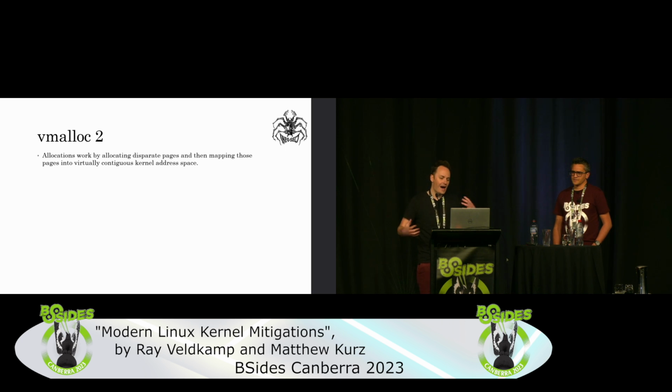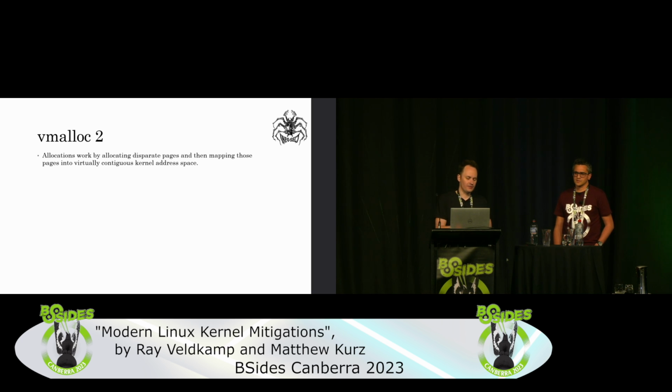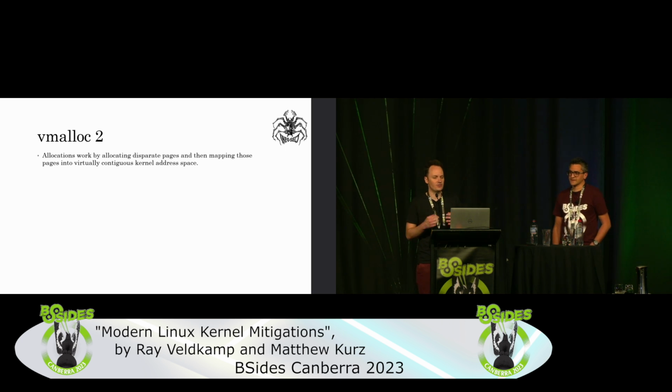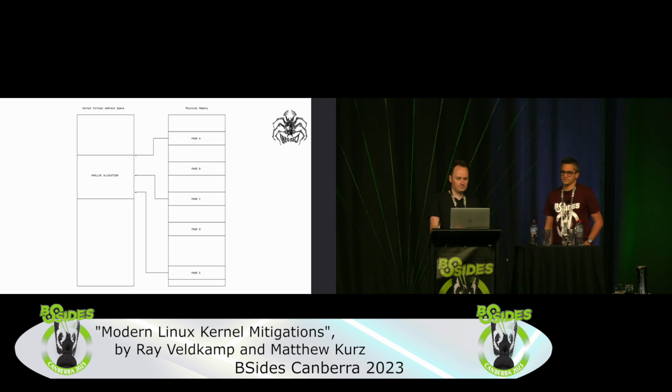So how does vmalloc actually allocate memory? What it does is go through memory and say, give me basically any pages you have. I don't care if they're contiguous. If they're free, I want them. Then it takes those pages and changes the kernel page tables to make them virtually contiguous in memory.